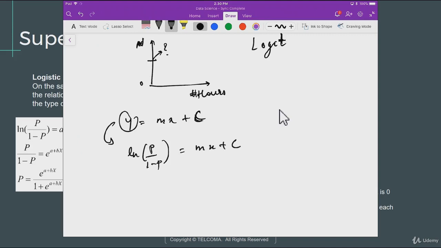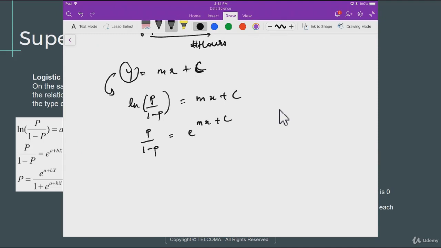Now, to decode this further, we need to convert this into a format where we have the logistic function so that the output can be delivered in terms of a probability value which can be between 0 and 1. So if you solve this further, if you take the exponential on both sides, we would get p upon 1 minus p is equal to e raised to mx plus c. Now we can simplify this further. What we can do is we solve this by saying p upon e raised to mx plus c is equal to 1 minus p.